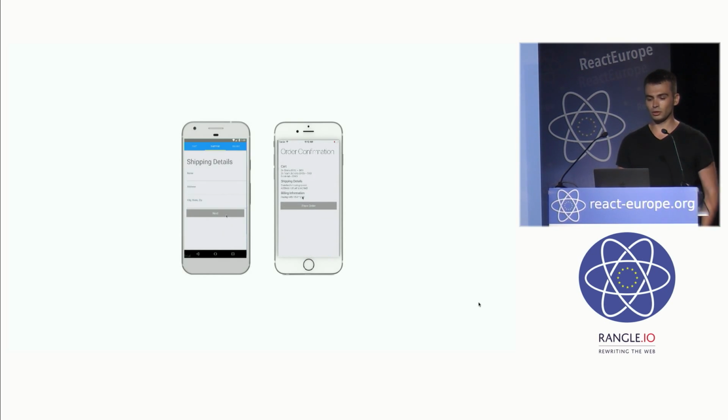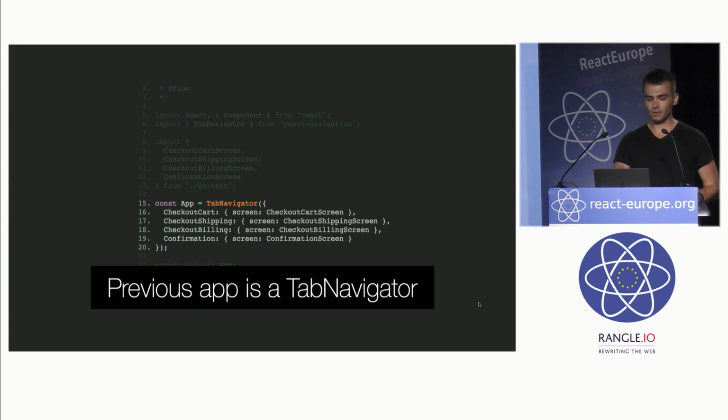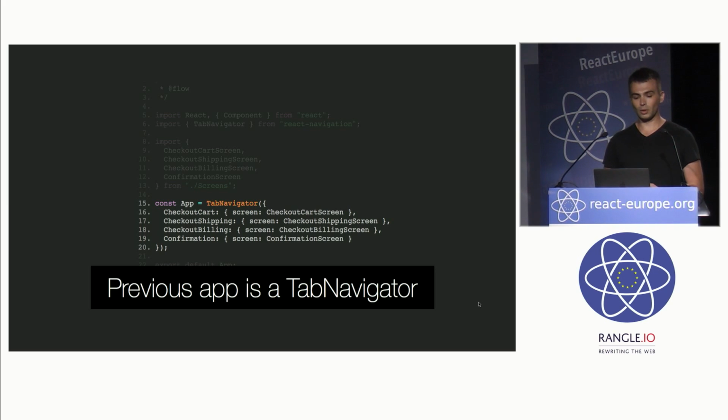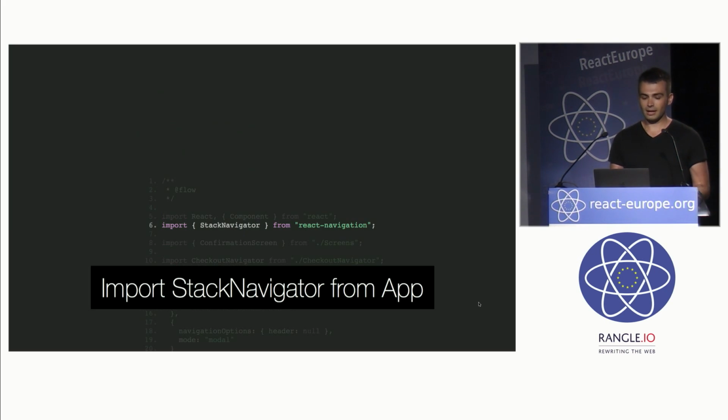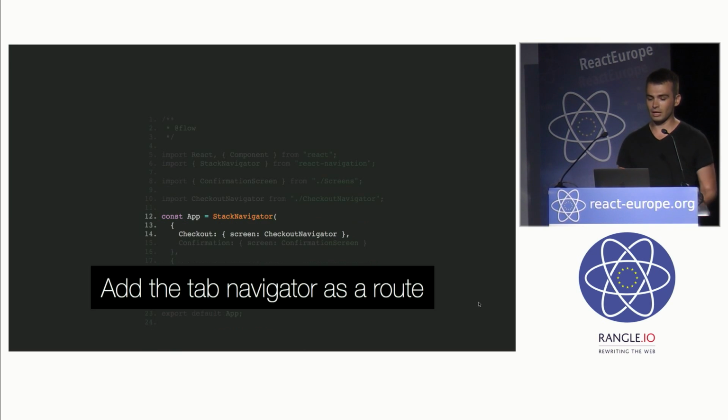So this confirmation screen is going to be like the top item of a stack, right? Previously, our whole application was just this tab navigator, but we're going to move that to a separate module. And in this separate module, or from our app, we're actually going to be rendering a stack. So we're going to import a stack navigator, and we're going to put this whole other navigator as a single screen inside of our new app stack navigator.